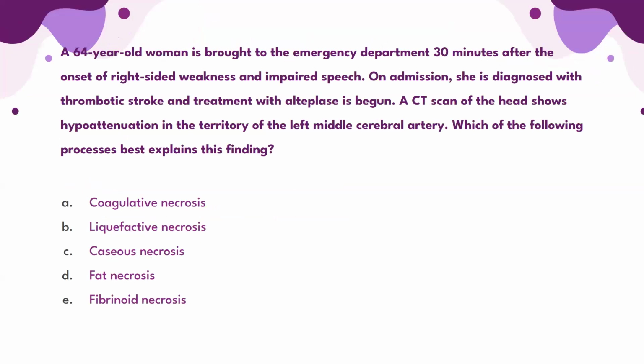All right, moving on to the first question. A 64-year-old woman is brought to the emergency department 30 minutes after the onset of right-sided weakness and impaired speech. On admission, she is diagnosed with a stroke, and the treatment isn't really important for you guys. Basically, she has a stroke and she has these symptoms, okay? A CT scan of the head shows hypoattenuation of the territories which is supplied by this particular artery. Which of the following processes best explains this finding?